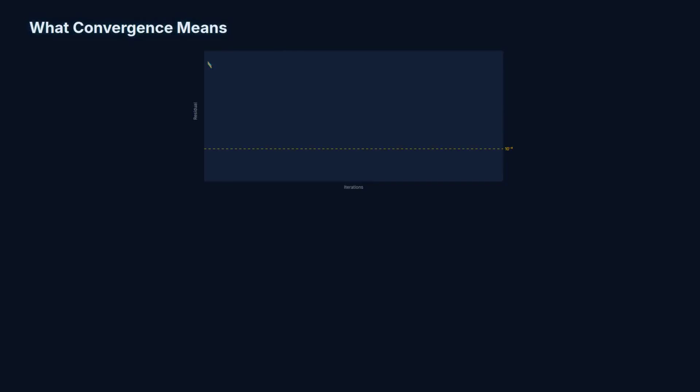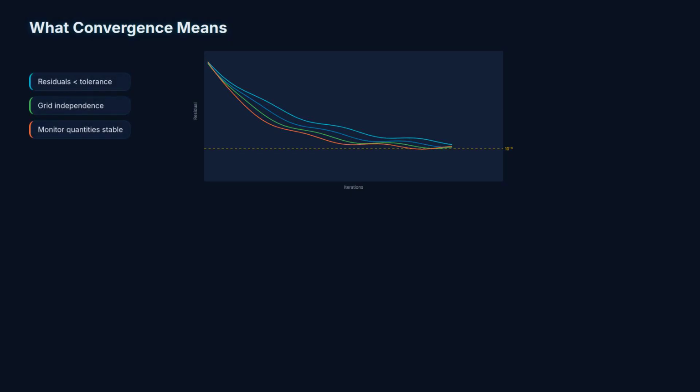When your solver says converged, it means the residuals, the imbalance in every conservation equation at every cell, have dropped below your tolerance. A residual of 10 to the minus 4 means the error in each equation is 1/10,000th of the reference scale. But low residuals alone do not guarantee accuracy. You also need grid independence. Does the answer change when you refine the mesh? Mass balance. Is the global mass imbalance below 0.5%? And monitor convergence. Have the quantities you care about, like drag or pressure drop, stopped changing? Convergence without validation is just precise nonsense.